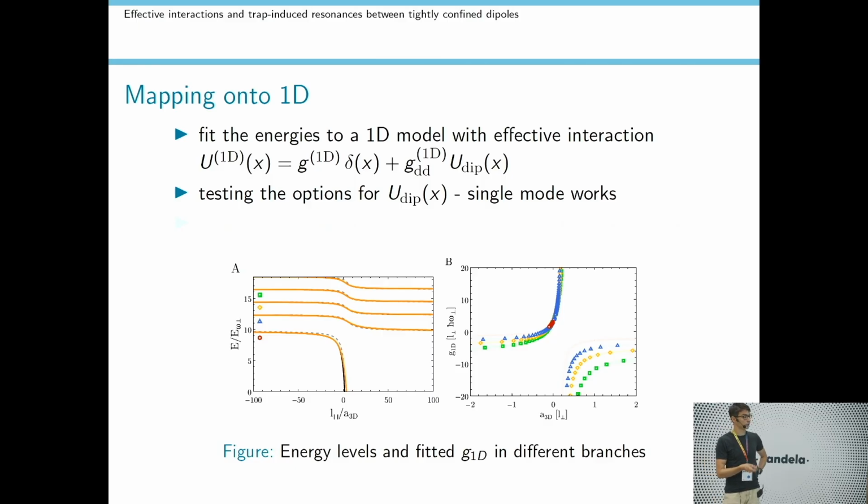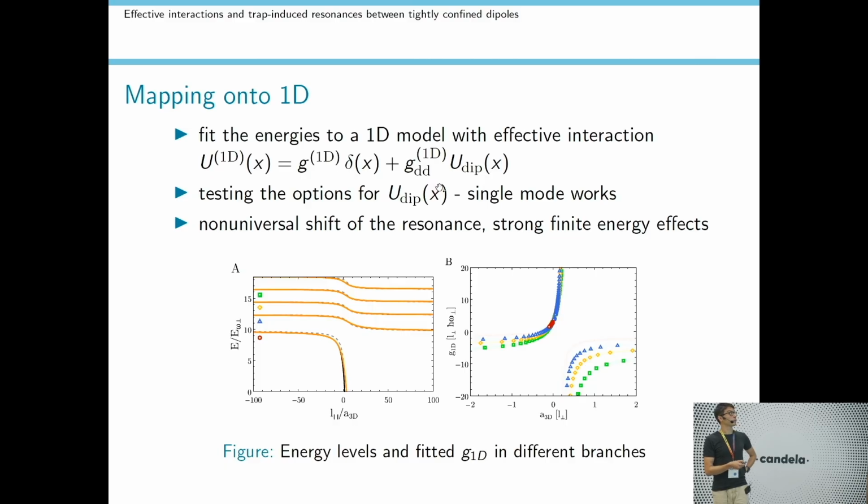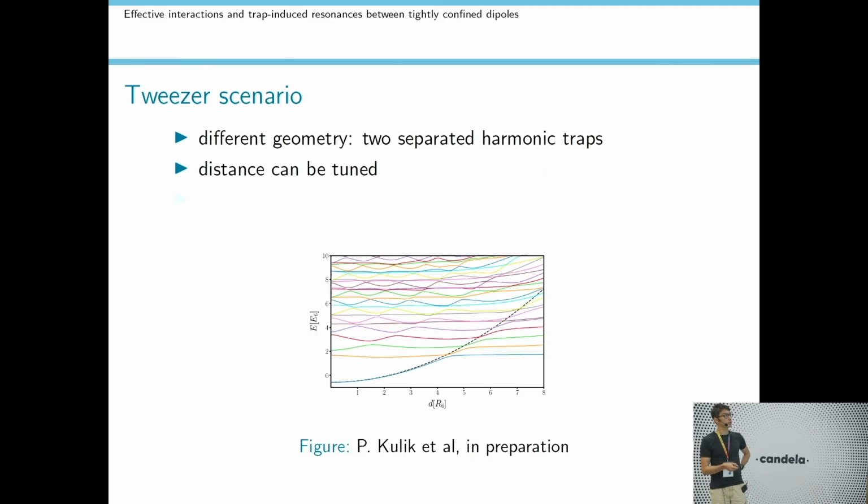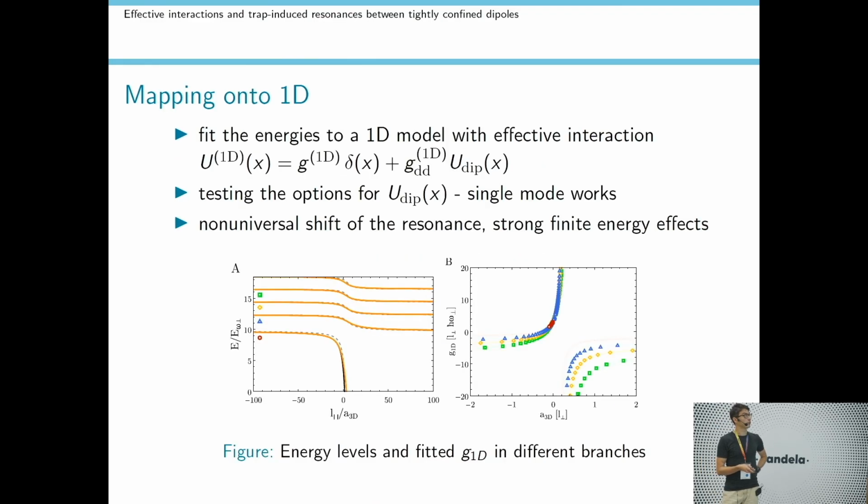So you can reproduce all the features, but you pay the price that this g1D coefficient starts being strongly energy dependent. Here I label each branch with a symbol, and here I plot the g1D that I get from the fit as a function of the three-dimensional scattering length, and it depends on the branch. So there is a very strong finite energy effect, and in addition there is a shift of the position of the confinement-induced resonance as you go up and up in energy. So if you want to, for instance, do a topological pumping scheme where you go very high up in the energy spectrum, you will probably notice that there are corrections on the way.